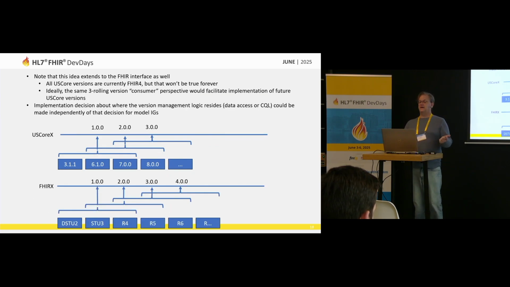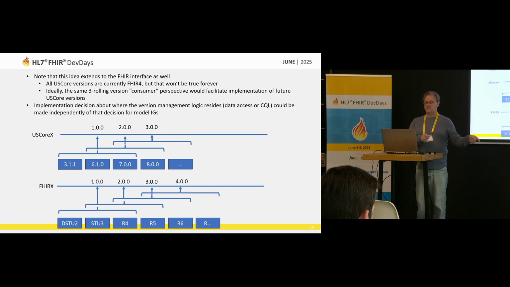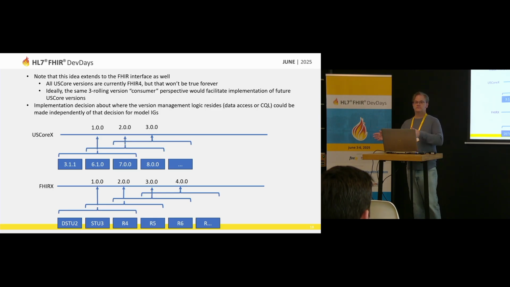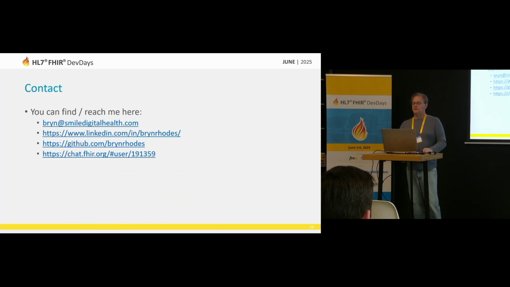Ideally, this also extends to FHIR itself, with a rolling window from DSTU2 to R4, and then DSTU2 rolls off and R5 rolls in, and so on. That's the part we're working on next, to make sure we can support that in CQL as well. And you can reach me here.